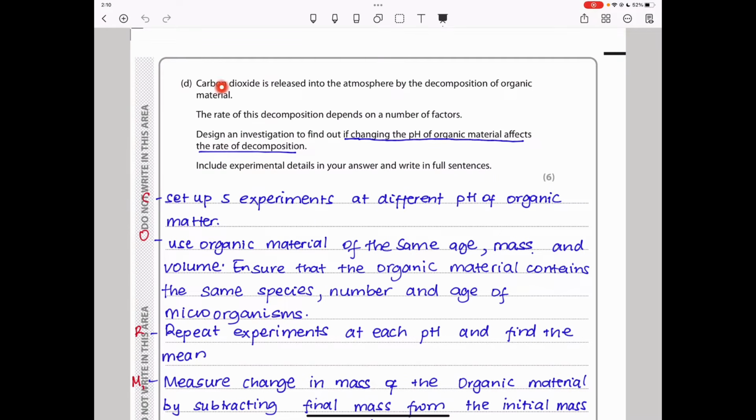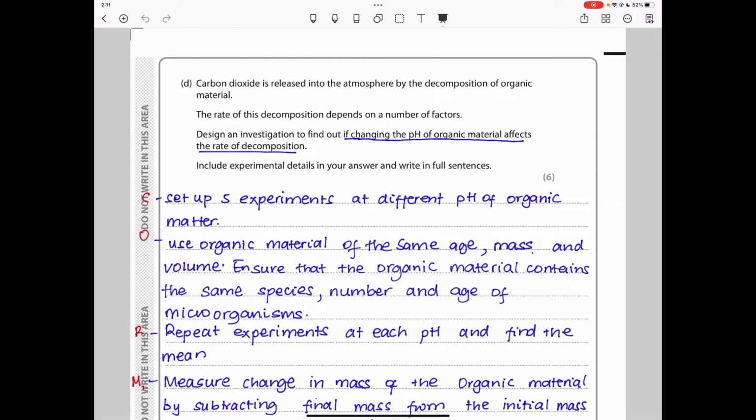This says carbon dioxide is released into the atmosphere by the decomposition of organic material. The rate of this decomposition depends on a number of factors. Design an investigation to find out if changing the pH of organic material affects the rate of decomposition.